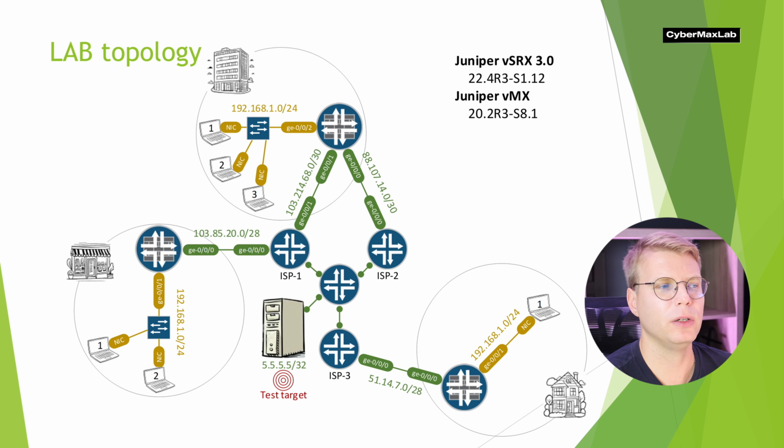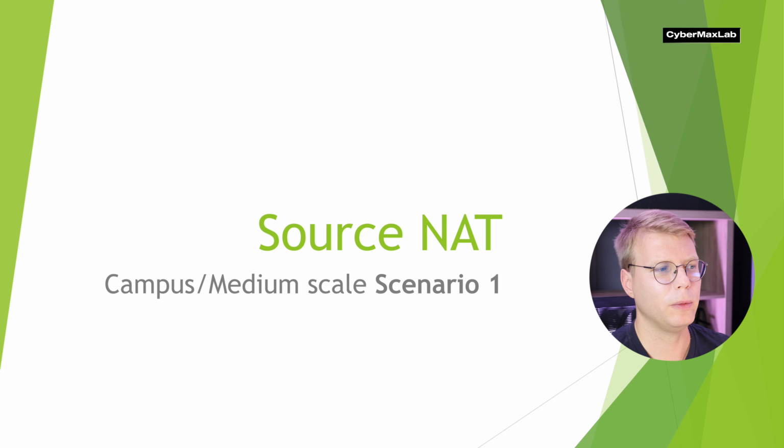The example is here on the left side of the diagram. In the middle, there are routers simulating the internet. There is a test internet server which we will be sending traffic to. The whole topology is based on Juniper Virtual SRX and Virtual MX products with the versions mentioned here. So let's continue. Next, we'll talk about campus or medium scale use case scenario 1.